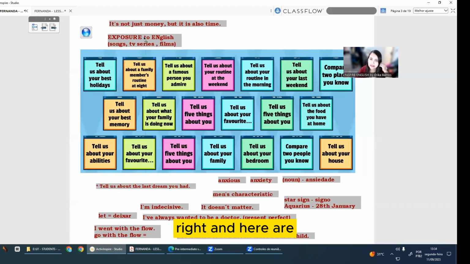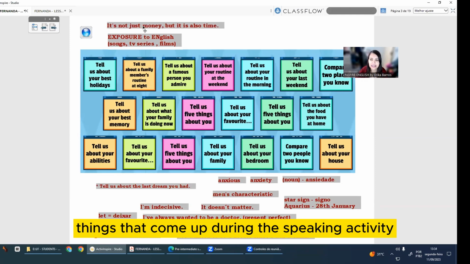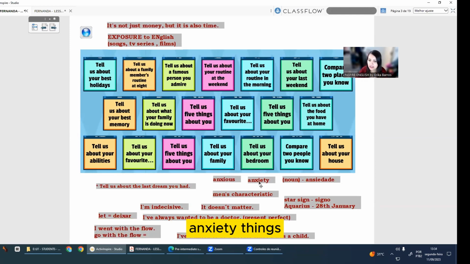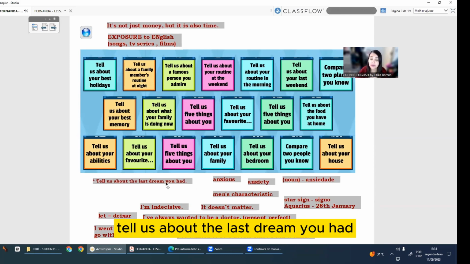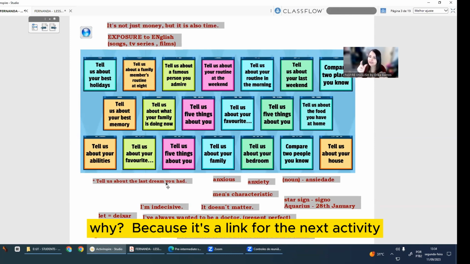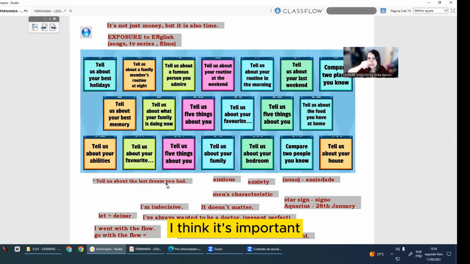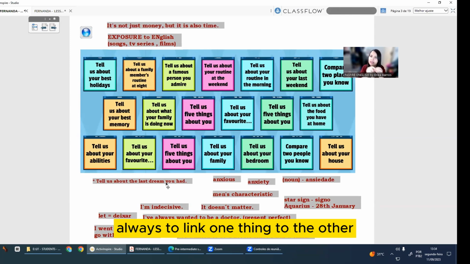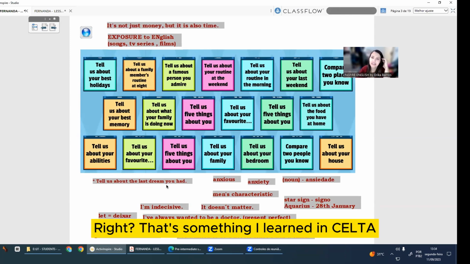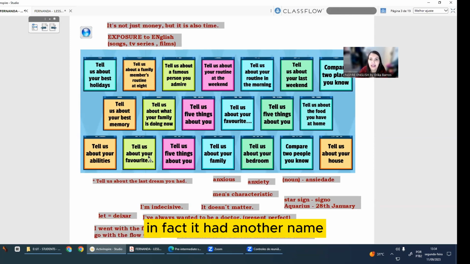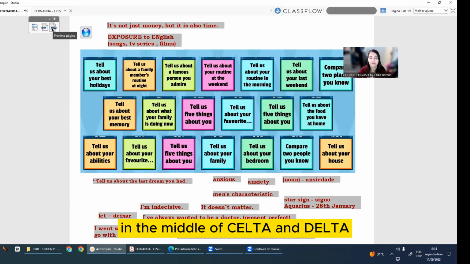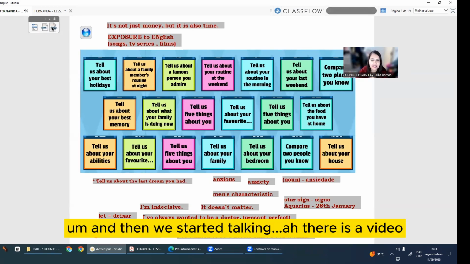And here are things that come up during the speaking activity, you know, pronunciation of anxious, anxiety, things. And then the last thing I ask is, tell us about the last dream you had. Why? Because it's a link for the next activity. I think it's important always to link one thing to the other, right? That's something I learned in Celta. In fact, it had another name. It was Coty a long time ago, similar to it. The Coty was like in the middle of Celta and Delta. And then we start to talk.